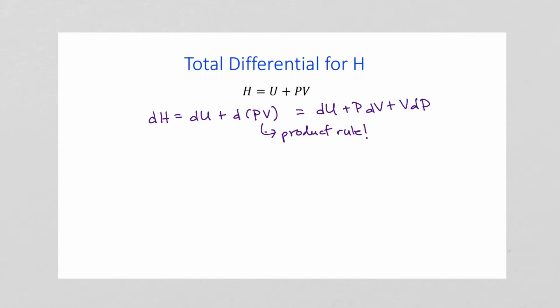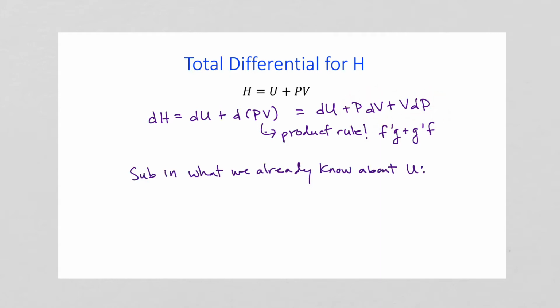Remember, that's your f prime g plus g prime f, if you've forgotten, is where we end up with this part of that expanded expression. All right, so now our next step is we can sub in what we already know about our internal energy, U. We've spent some time with U, so we can plug that in. We know dU is equal to CV dT plus pi T dV. Hopefully that looks familiar at this point.